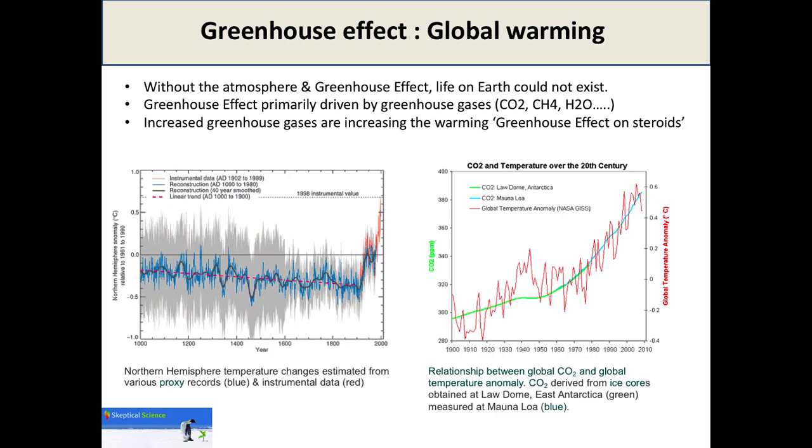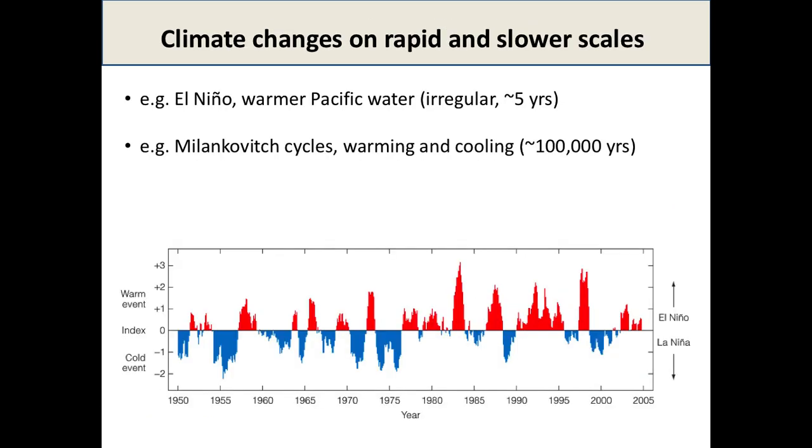There are lots of other things, as well as greenhouse gases, which are influencing the environment. We can look at short-term and longer-term natural cycling events in global climate. El Niño occurs, and we're building up into another one at the moment. It's quite irregular, but typically in the region of about 5 to 6 years. There's also Milankovitch warming and cooling cycles, which occur over a much longer time frame. We've also got variance in the amount of solar radiation received from the sun in any one year.